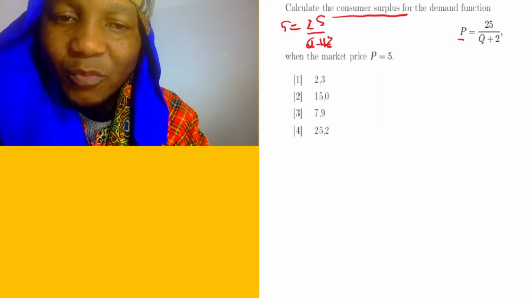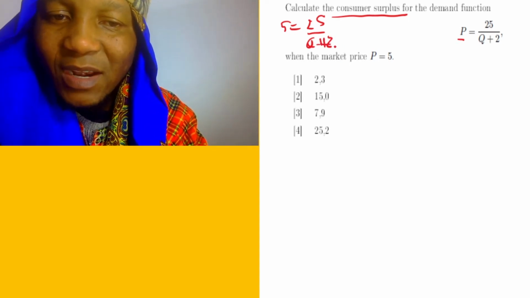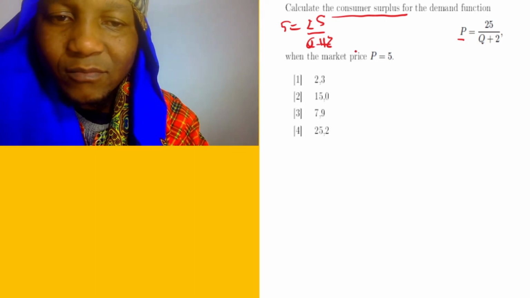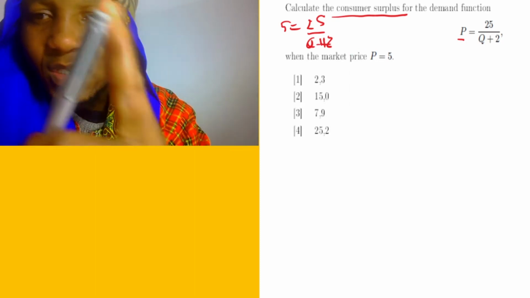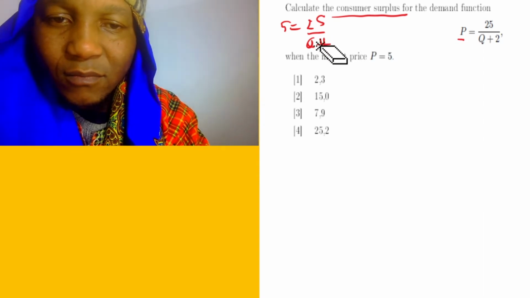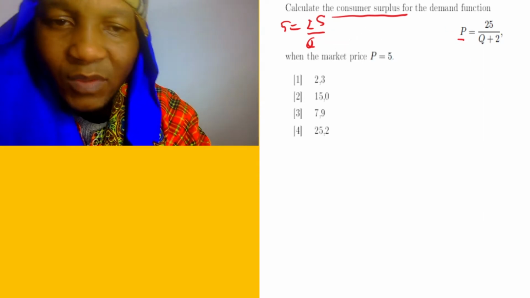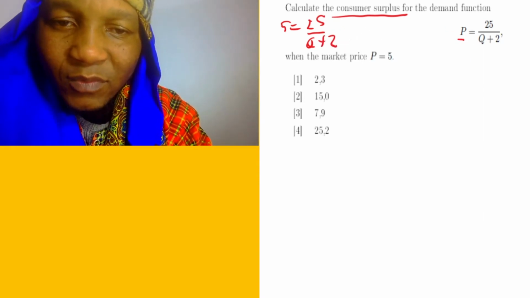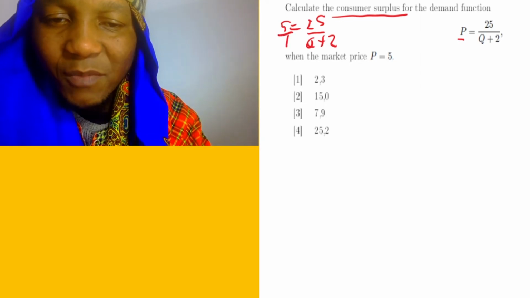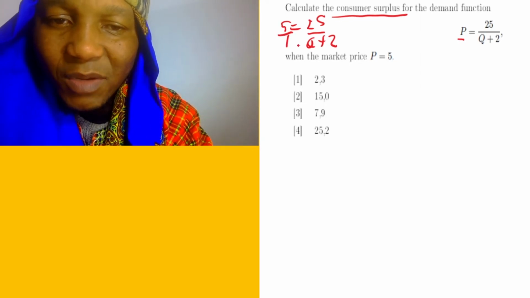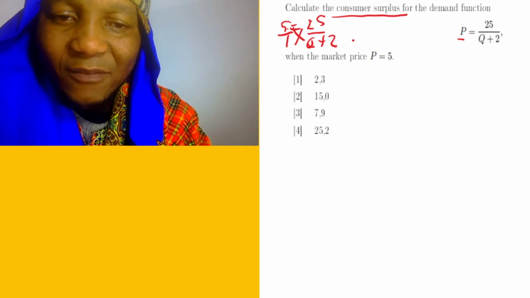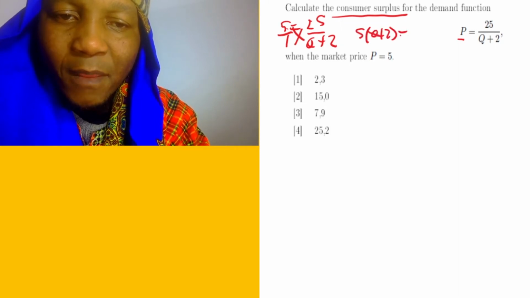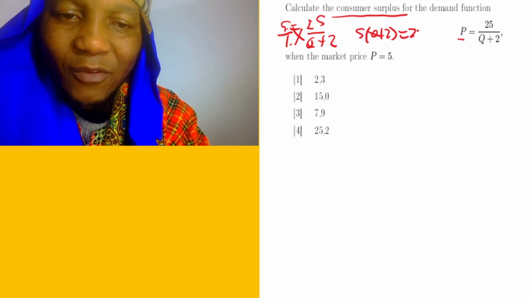So the next thing, Q plus 2. My handwriting sometimes can be very nasty. So this I can say over 1, and then we can cross multiply if you want. So it's going to be 5 bracket Q plus 2 equal to 1 times 25, equal to 25.